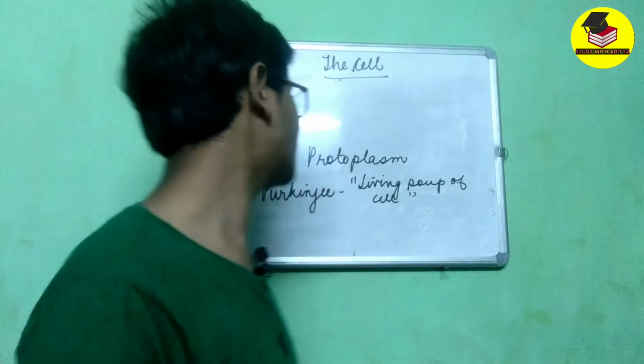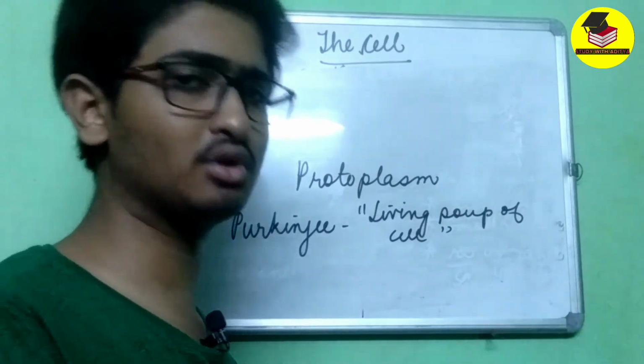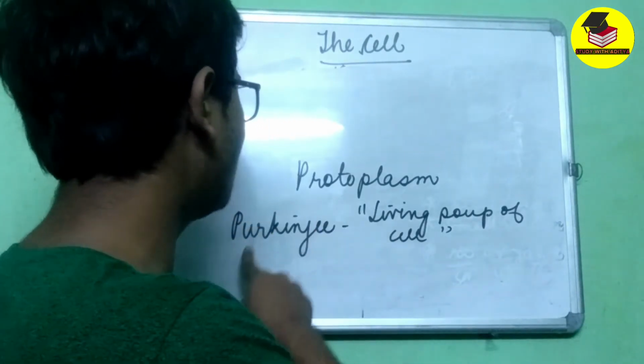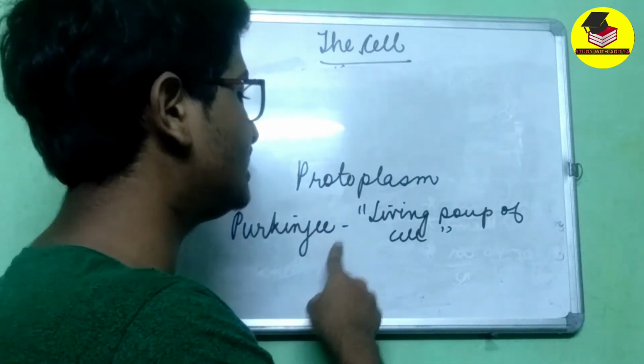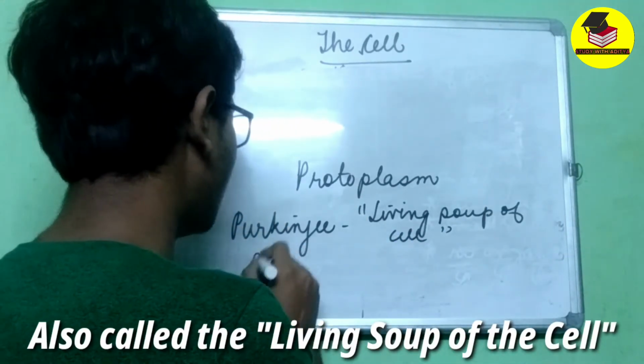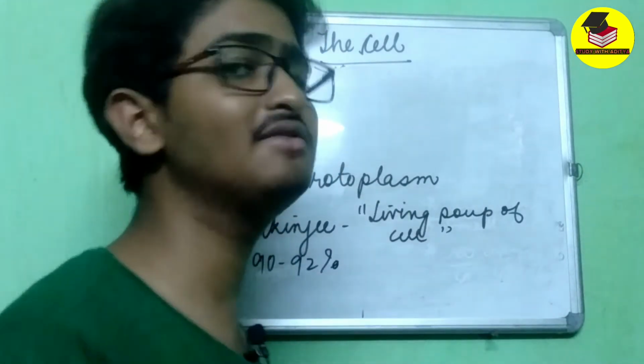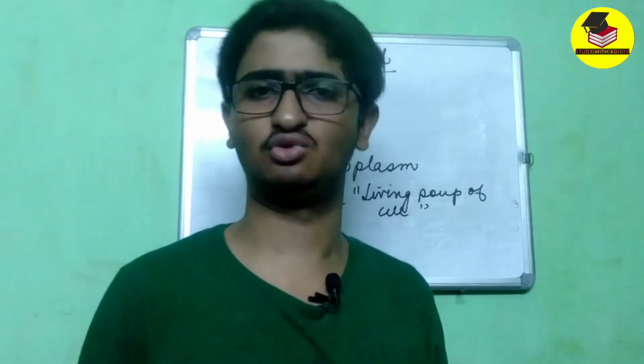But one statement I would like to make about protoplasm is that it was discovered by Purkinje and he termed it the living soup of the cell. One more thing, it consists of 90 to 92% of water and the rest other nutrients. That's all about protoplasm.